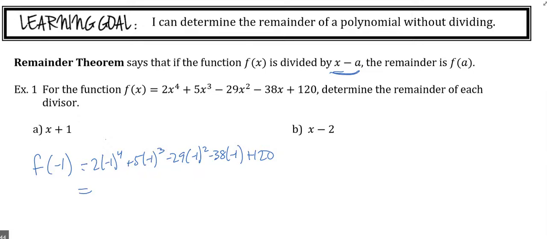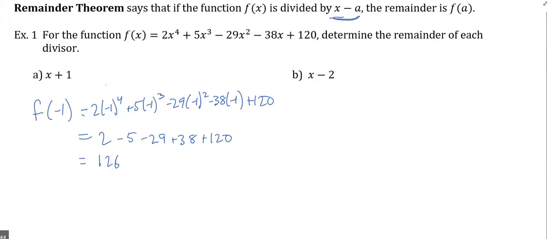So let's go ahead and do that one. -1 to the 4 is just positive 1, right? 5 times -1 to the 3 is -1, so this is going to be -5. -1 squared is positive 1, so this is -29. -38 times -1 is +38, plus 120, and I believe this works out to 126. And so we say, therefore, the remainder, which we remember we also call r at x, is 126.